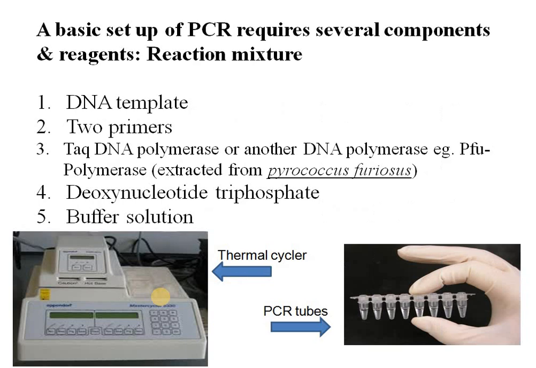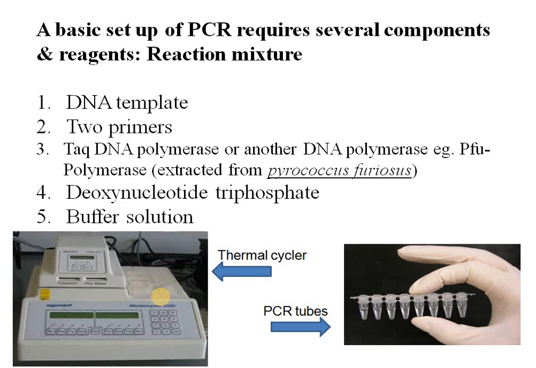Okay, next one, what is the basic setup, and what is the reaction mixture? To carry out the polymerase chain reaction, you will require certain things. First of all, you will require the DNA template to be amplified, the DNA whose copies you want to make. Second, you will require 2 primers. Primers are short fragments of oligonucleotides, a short DNA of 20 or 30 nucleotides. So that is required as a primer.